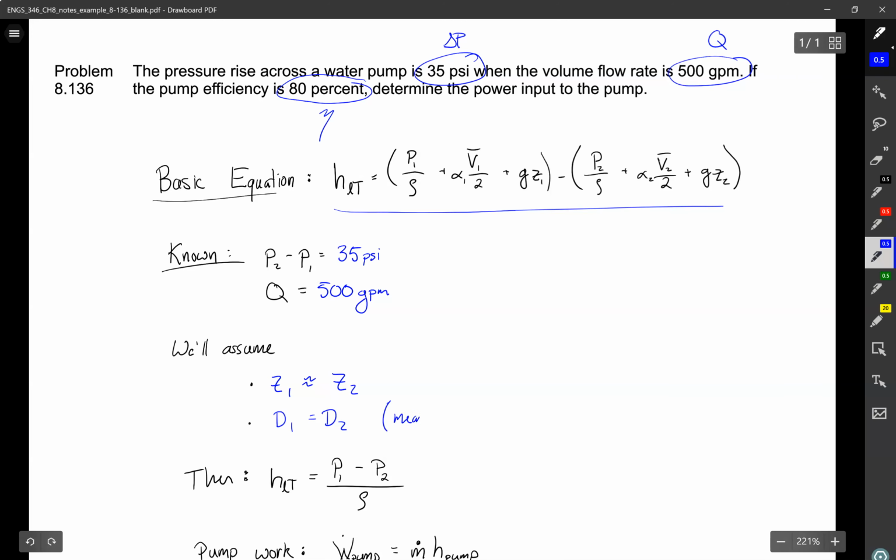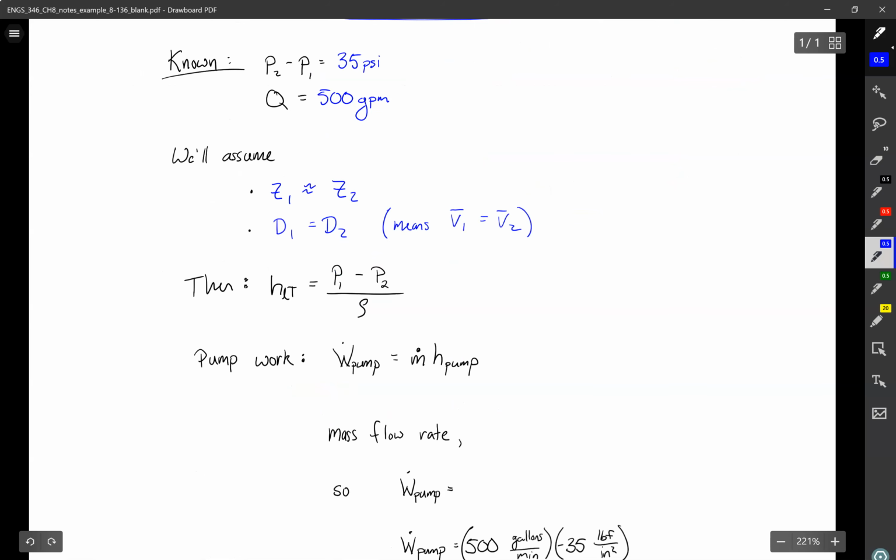So this would mean that the average velocities are also going to be the same if the inlet and outlet are the same. If we do that, then the velocities are going to be the same, the heights are going to be the same. So what we're left with is this equation, that the head loss equals delta P over rho, or minus 35 psi divided by density.